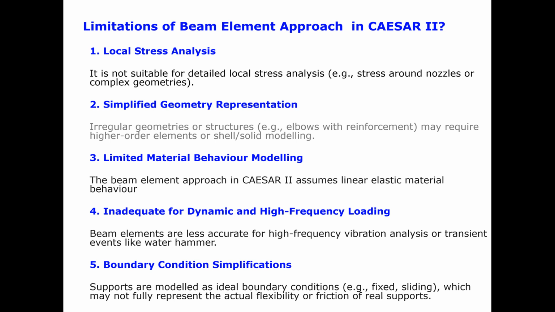Fifth, the boundary condition simplification. Support modeling in Caesar: supports are modeled as ideal boundary conditions like fixed or sliding, which may not fully represent the actual flexibility or friction of the real support. No soil structure interaction. For buried piping, the interaction with the surrounding soil is not accurately modeled.